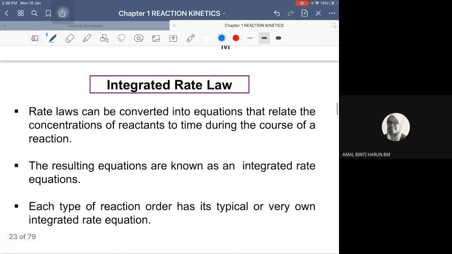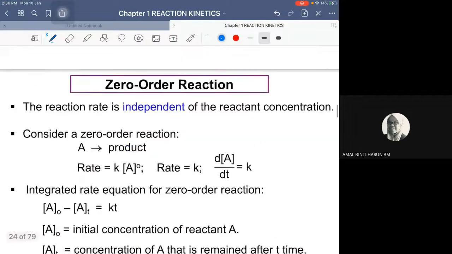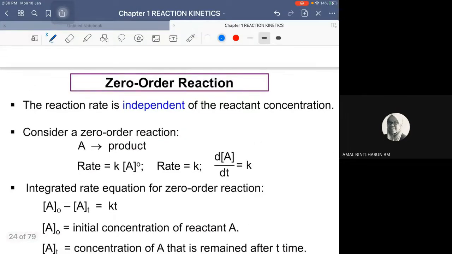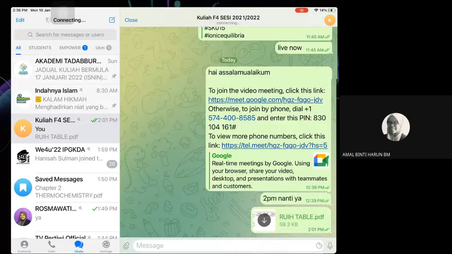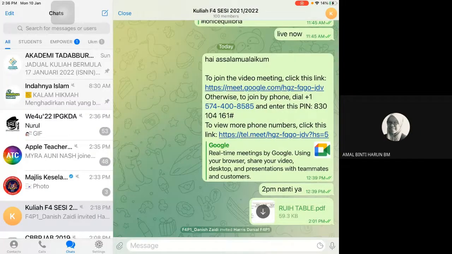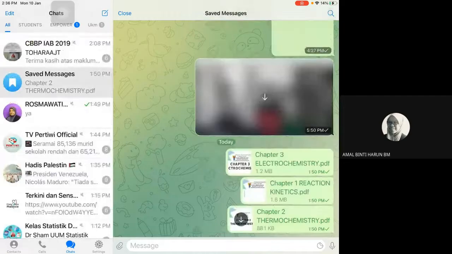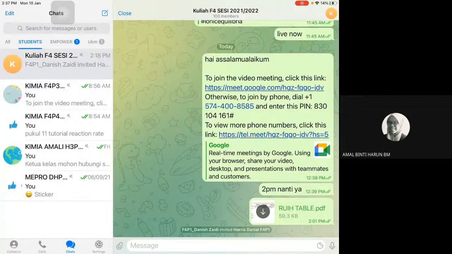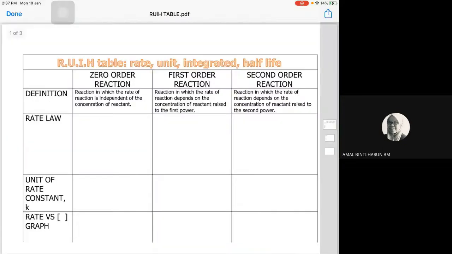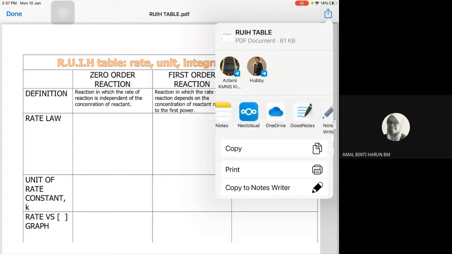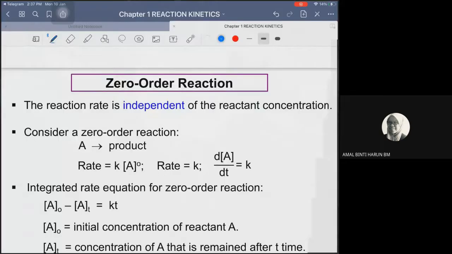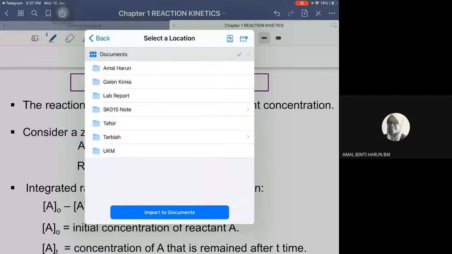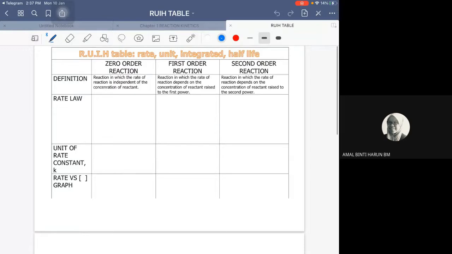Next is the integrated rate law. Integrated rate law ni, okay, boleh baca sendiri. Sekarang saya nak simplify rule table tu. Mana saya bagi? You boleh buka dekat Telegram kamu. Saya ada bagi tu. You nak buat sendiri pun tak apa, nak print pun tak apa, suka hati. Nampak ni?